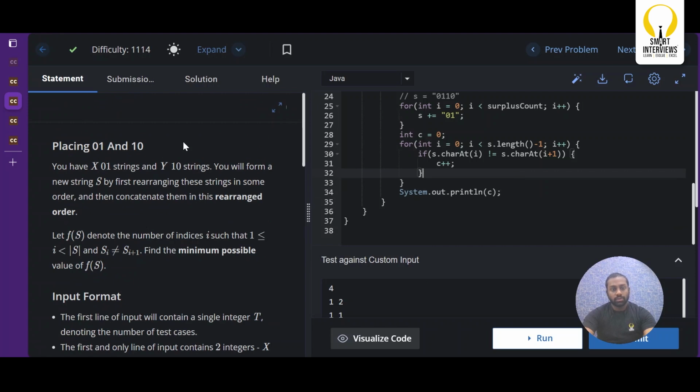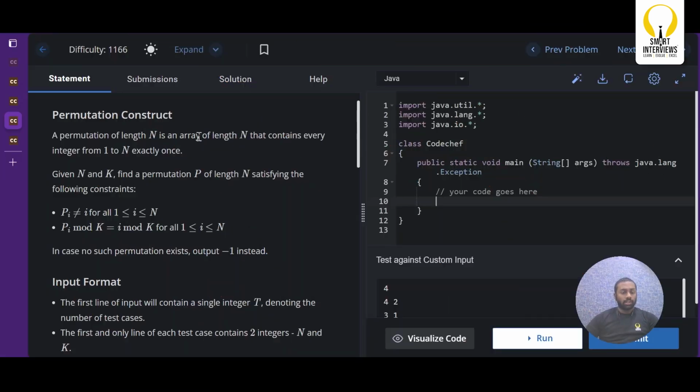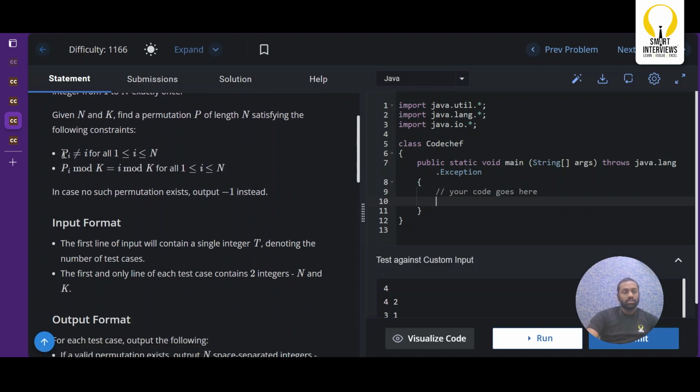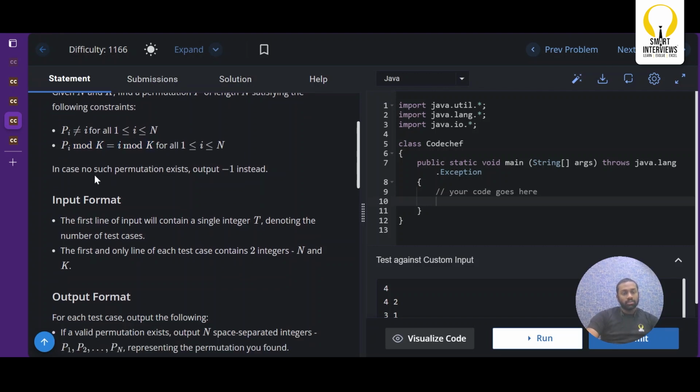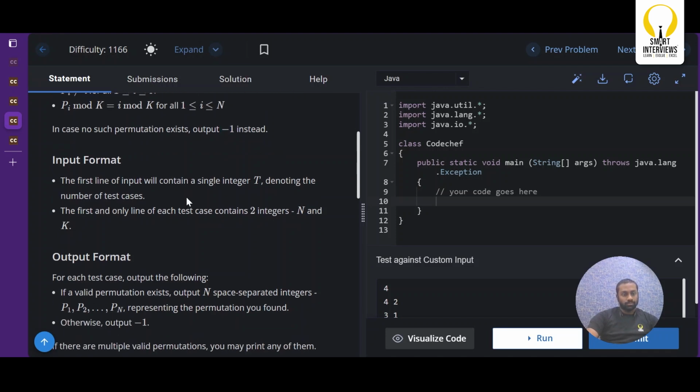All right, cool. So this was about the second question. Moving on to the third one. Third question is permutation construct. A permutation of length n is an array of length n that contains every integer from 1 to n exactly once. Given n and k, find a permutation p of length n satisfying the following constraints. Constraints are p of i not equal to i for all numbers 1 to n, and p of i mod k equal to i mod k for all numbers 1 to n again. In case no such permutation exists, output -1 instead.